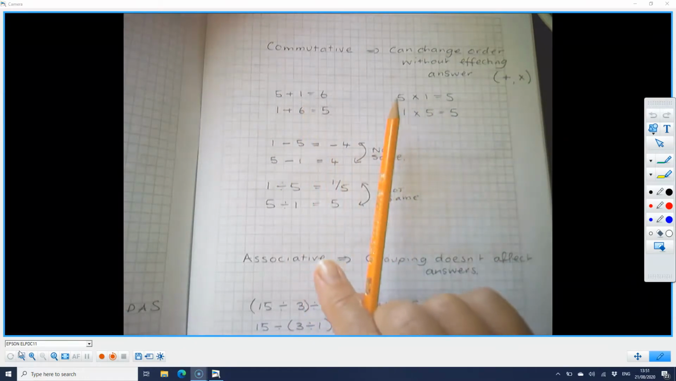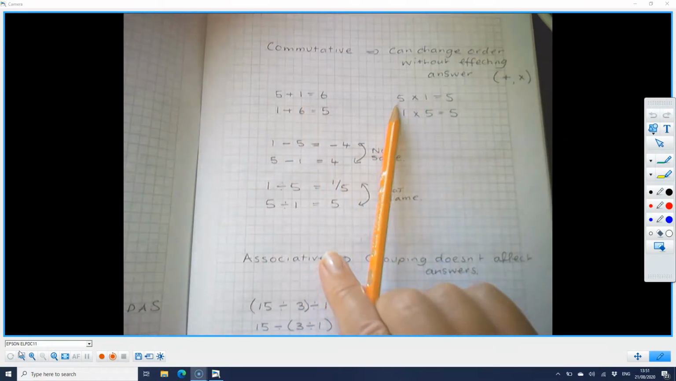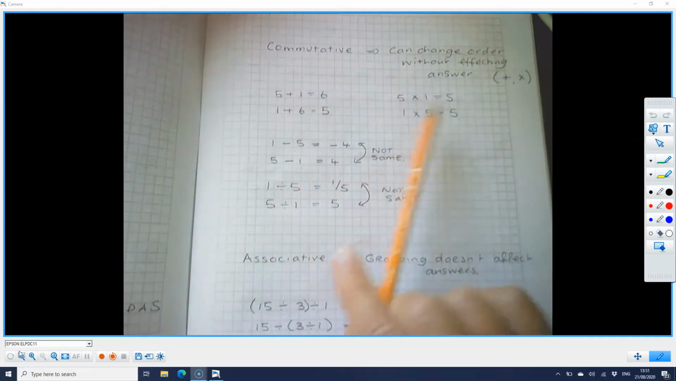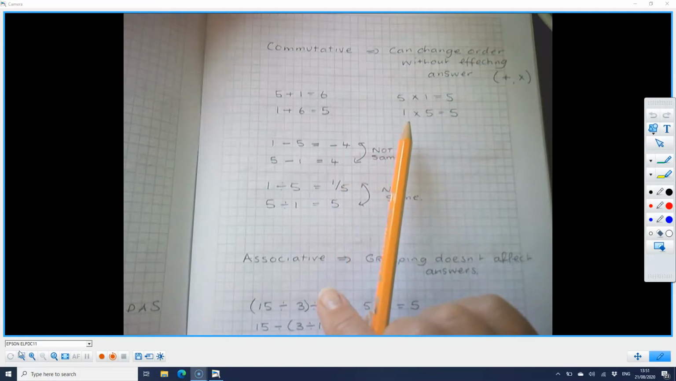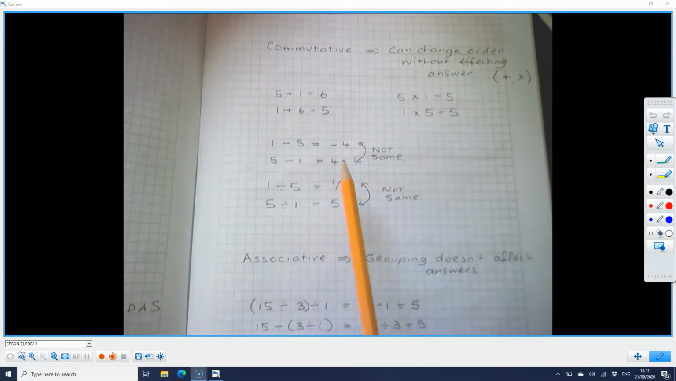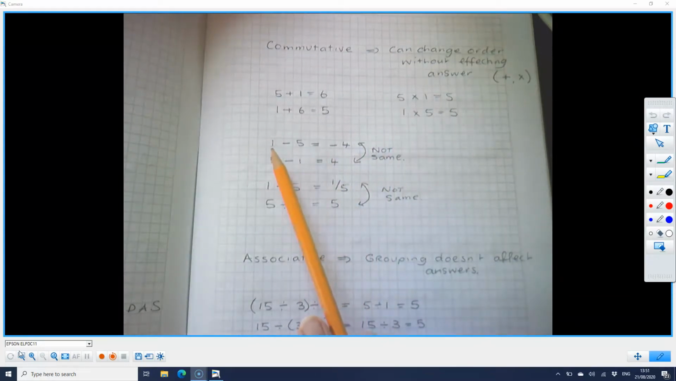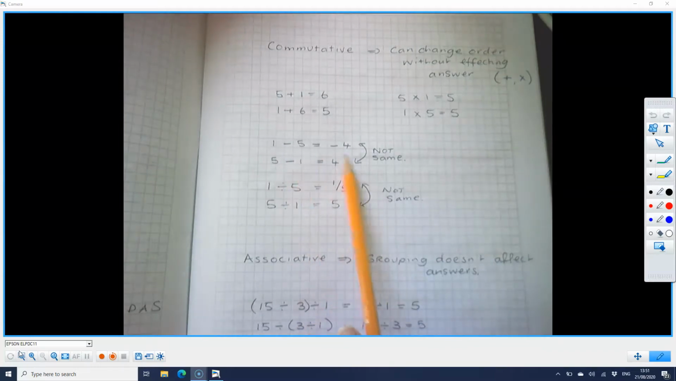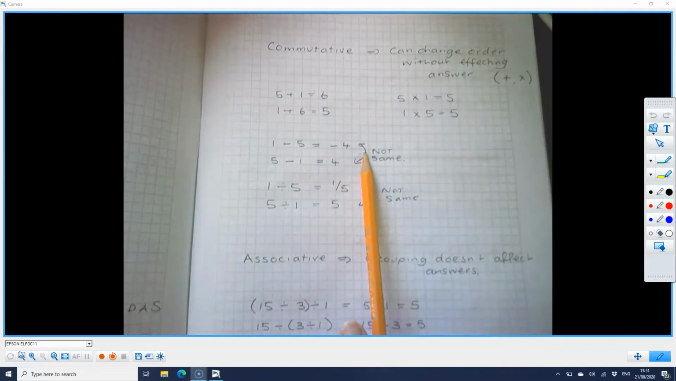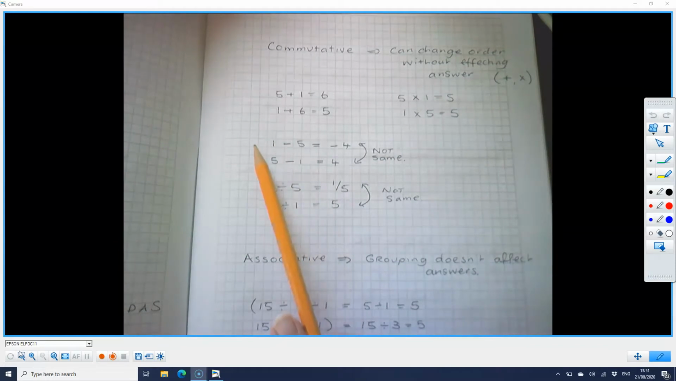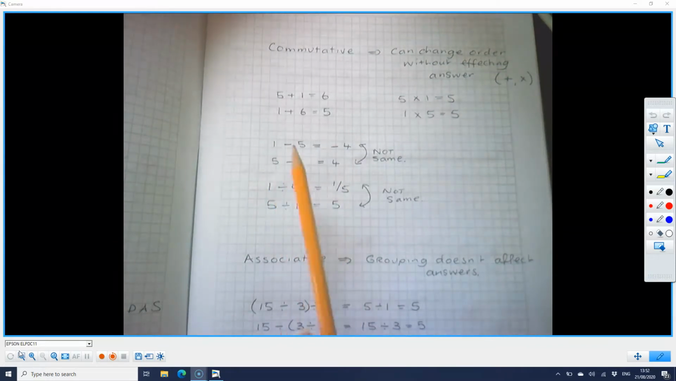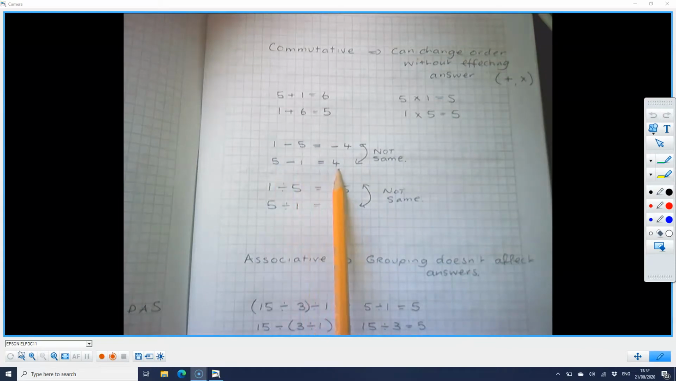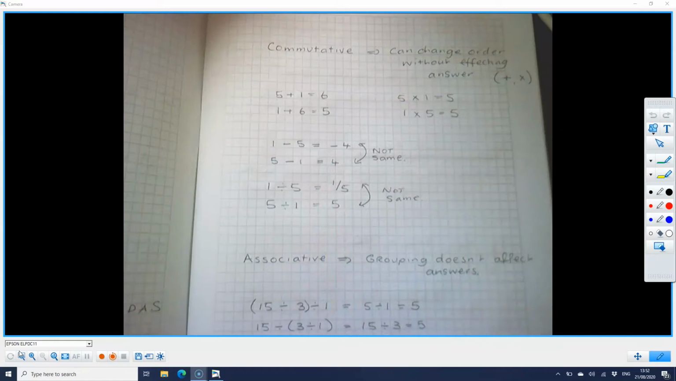Alright. In terms of multiplying, same again. I can go 5 times 1 gives me 5, or 1 times 5 gives me 5. So they're the same. You can change them around without affecting the answer. Subtraction is not the same. If I go 1 take away 5, I get take away 4. That's the same as you owe somebody a fiver, and you've got €1. How much do you need? You need another 4. Alright? Compared to 5 take away 1, which gave you 4. So minus 4 and plus 4 are totally different.